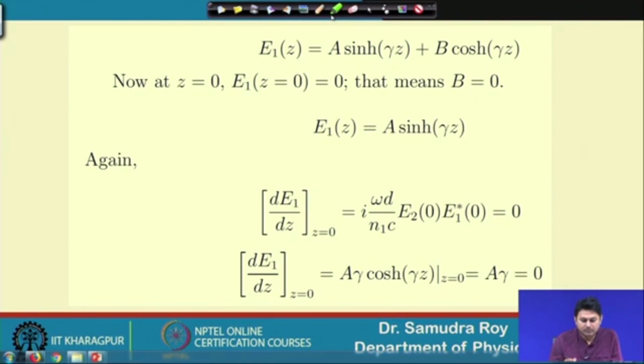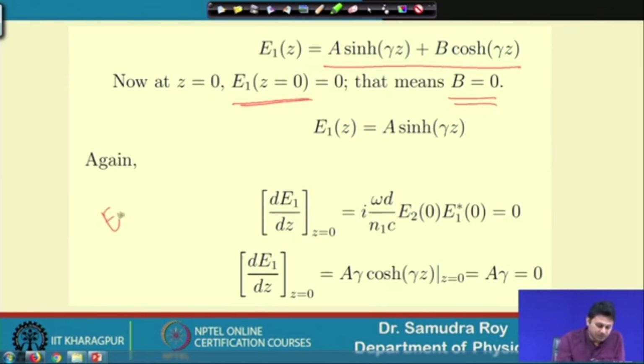So, this is a general solution. Now, if I put the boundary condition, E 1 at z equal to 0, because at the beginning there is no subharmonic wave. If I put z equal to 0, then I can readily see that this is 0 and this is 1. So, we will have B, but the entire thing is 0, which means B equal to 0.